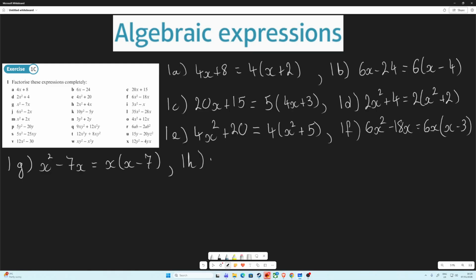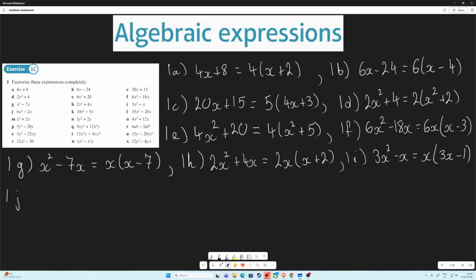1h. 2x squared plus 4x. 2x is a common factor, so let's take 2x out. We're left with x plus 2. 1i. I have 3x squared minus x. Only x is a common factor, so it's x into 3x, take away 1. 1j. 6x squared minus 2x. 2x is the common factor, so you have 2x into 3x minus 1.